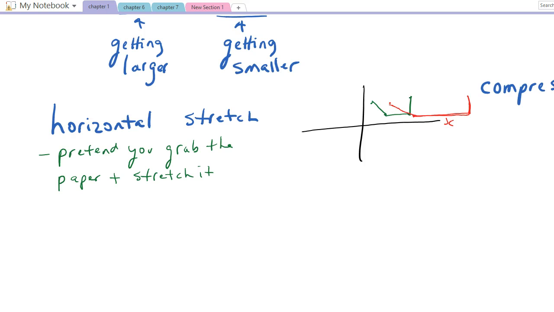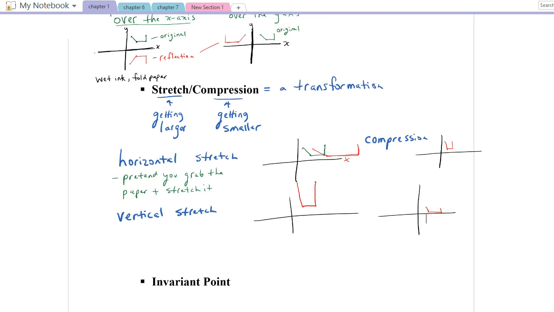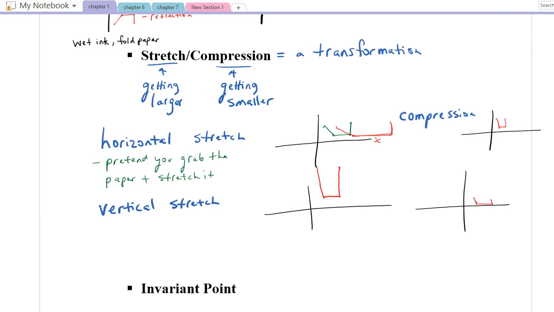We can do the same thing with a vertical stretch. I won't draw the green one again, but you can see the vertical stretch doesn't change the horizontal distance or shape, it just stretches it vertically. And then the horizontal compression, something like that. We'll be taking a look at it in Desmos, the graphing software, a little bit later as well.